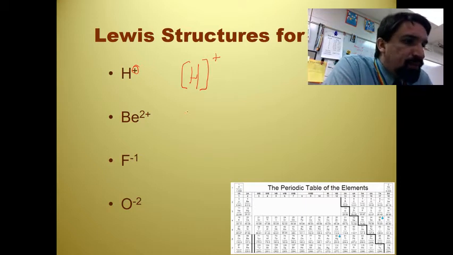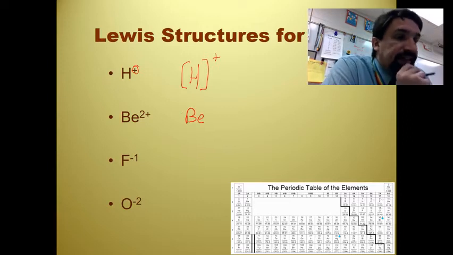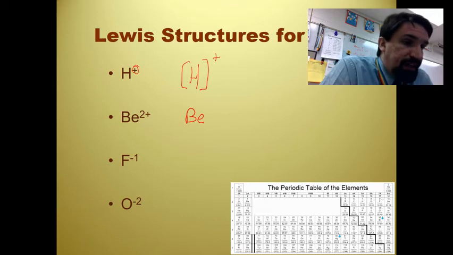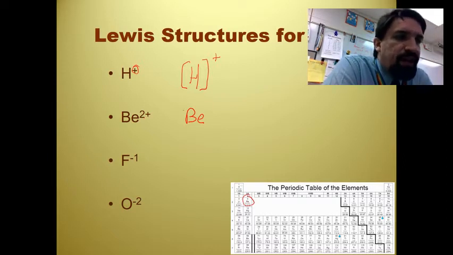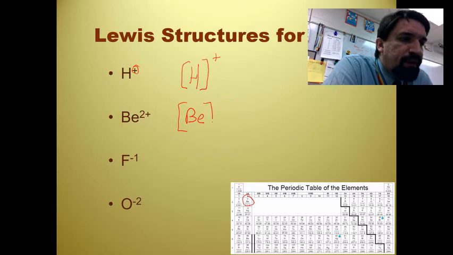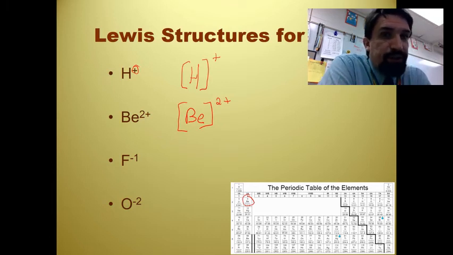So beryllium is going to be drawn in a similar fashion. Beryllium, I'm going to draw the core of it, the nucleus and the core electrons, as Be. And I'll note beryllium usually has 2 valence electrons. But this says that I've lost 2 electrons. So beryllium's Lewis structure is going to wind up looking like this. Again, I put the symbol inside a square bracket to indicate that there's a 2+ charge.